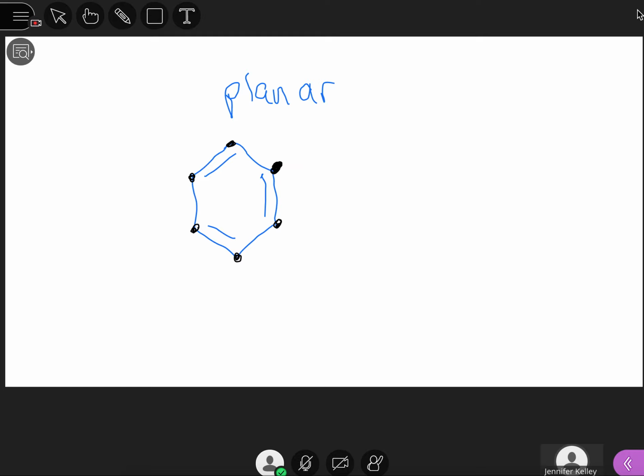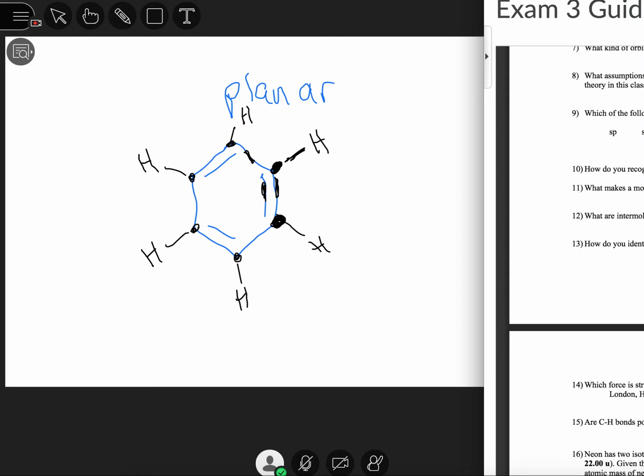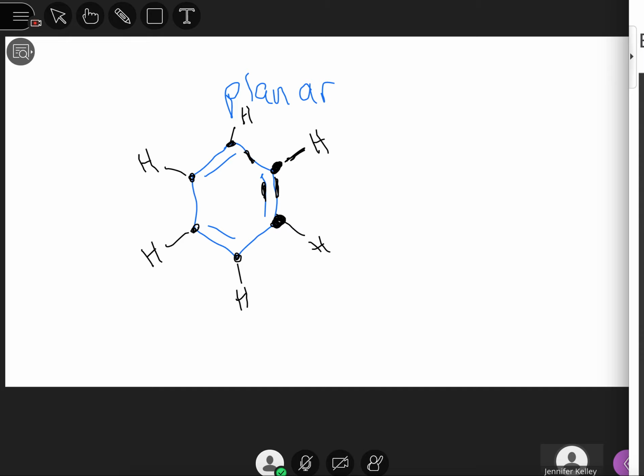So this one here has 2, 4, 6. It needs 8. So it's going to be like that. The next one here is going to be the same. It's got 6 around it. So it makes 8. They're all the same in this case. They're not necessarily always the same, but in this case, they're all the same. So now to figure out whether or not it's planar, I'm going to figure out what the VSEPR structure is. That's one way I can do it. The other way I can do it is look at the hybridization.